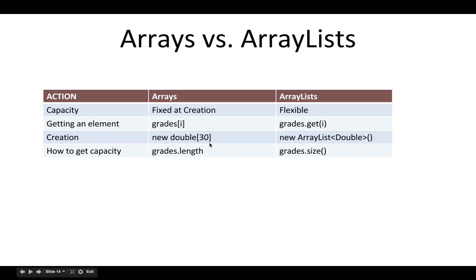This is confusing, but when you get the size of an array, you use the field length. When you get the size of an ArrayList, you use the method size. And then we're going to talk about how to get the size of a string, and that will add a third level of confusion. But it's important to be able to distinguish what you use for arrays versus ArrayLists.